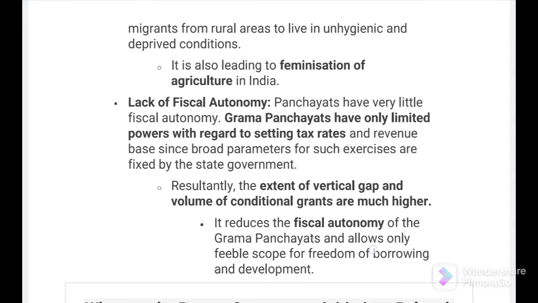Lack of fiscal autonomy. Panchayats have very little fiscal autonomy. Gram Panchayats have only limited power with regard to setting tax rates, and revenue bases and broad parameters for such exercise are fixed by the state government. Resultantly, the extent of vertical gap and volume of conditional grants are much higher. It reduces the fiscal autonomy of the Gram Panchayat and allows only feeble scope of freedom of borrowing and development.